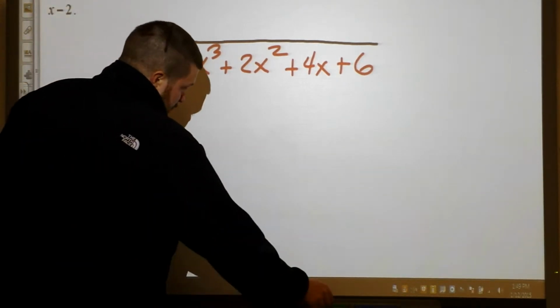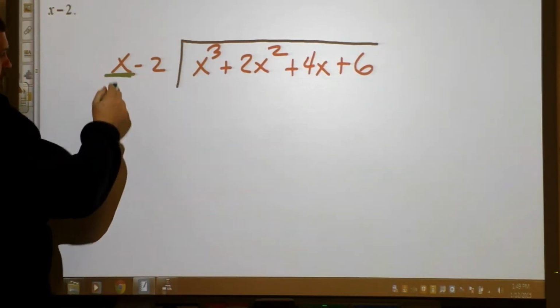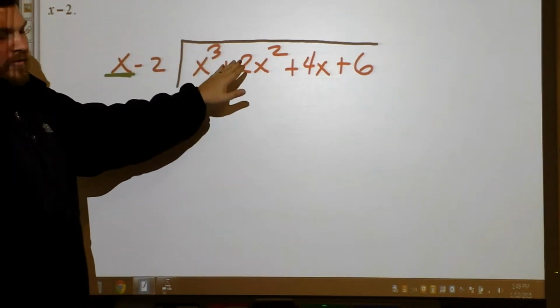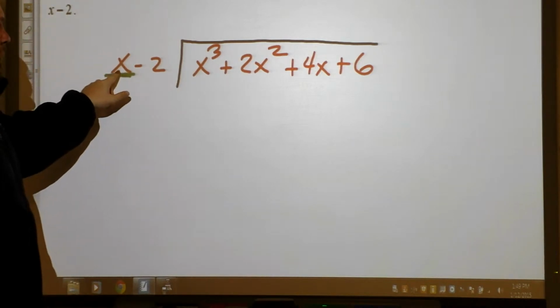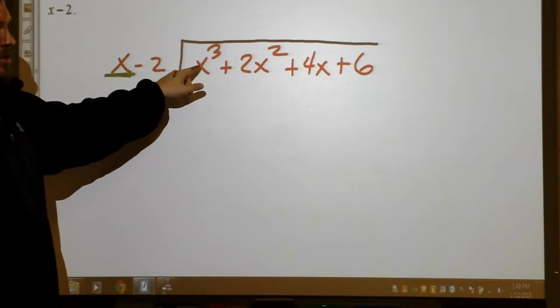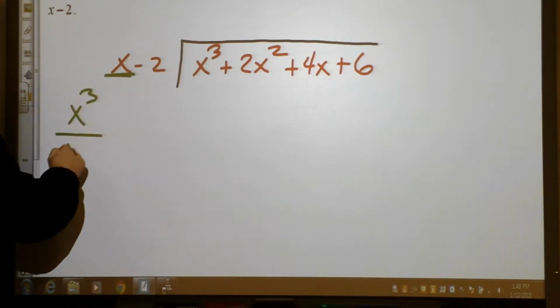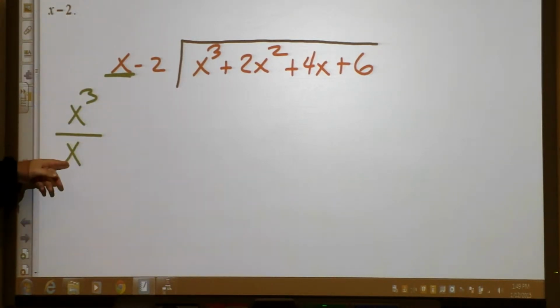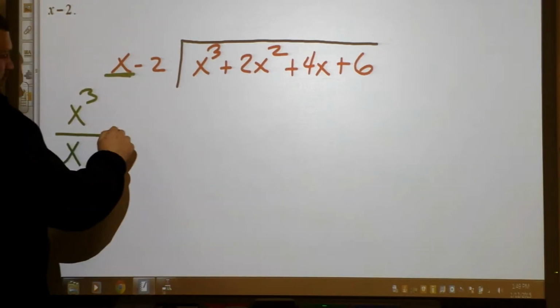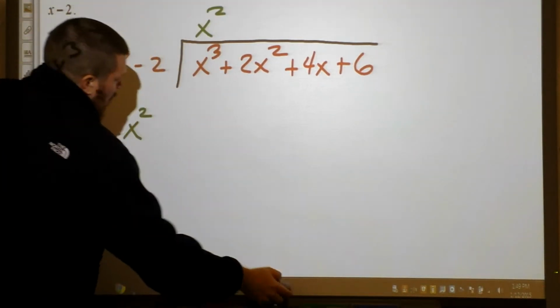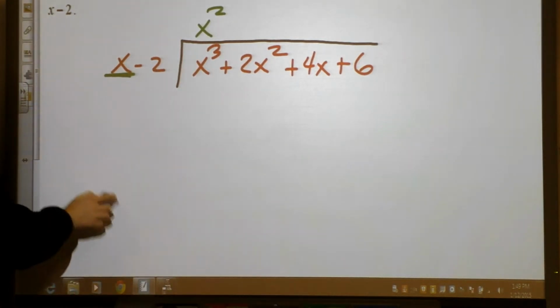So now what I'm going to do is I'm looking at just the first piece of my divisor. So again, my divisor goes on the outside, dividend on the inside. I want to know how many times will x go into x cubed. If you need to do some scratch work on the side, you can, and use the laws of exponents. X will go into x cubed, x squared times. So x squared goes on top. I'm done with this scratch work.